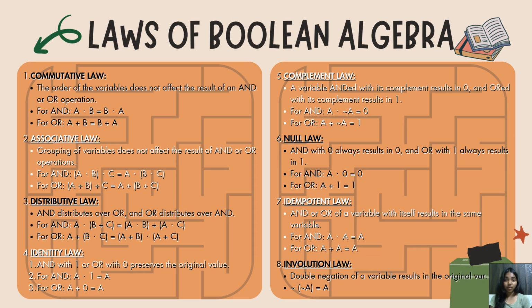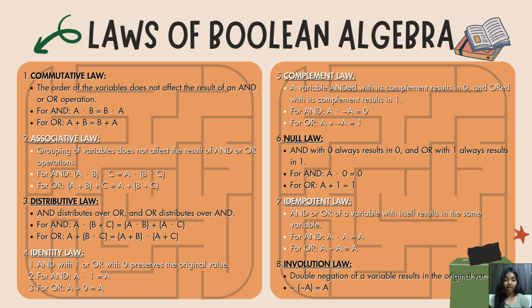Next is complement law, where a variable which is multiplied with its complement results in 0, and if it is added with its complement, it results in 1. For AND, A dot A prime is equal to 0, and for OR, A plus A prime is equal to 1. Sixth, null law. AND with 0 always results in 0, and OR with 1 always results in 1.